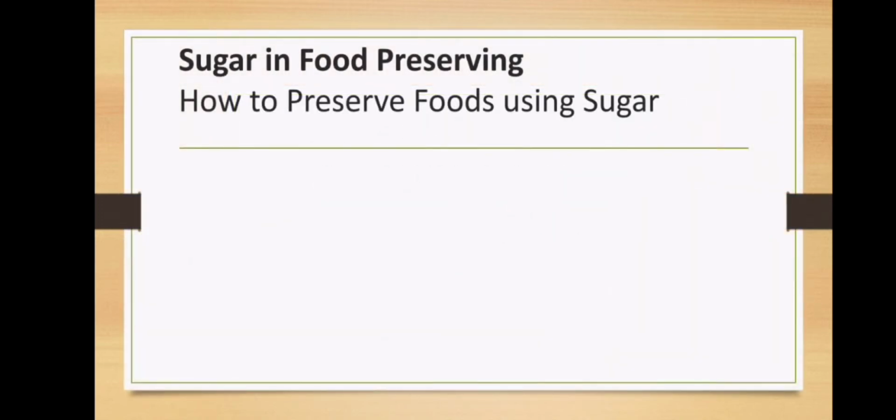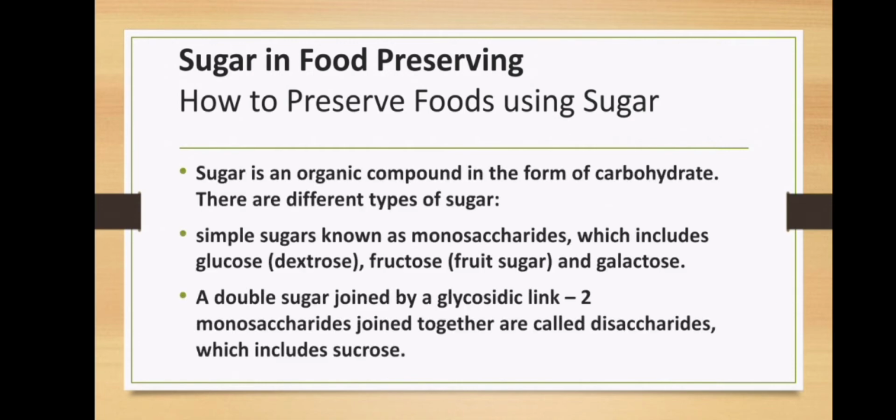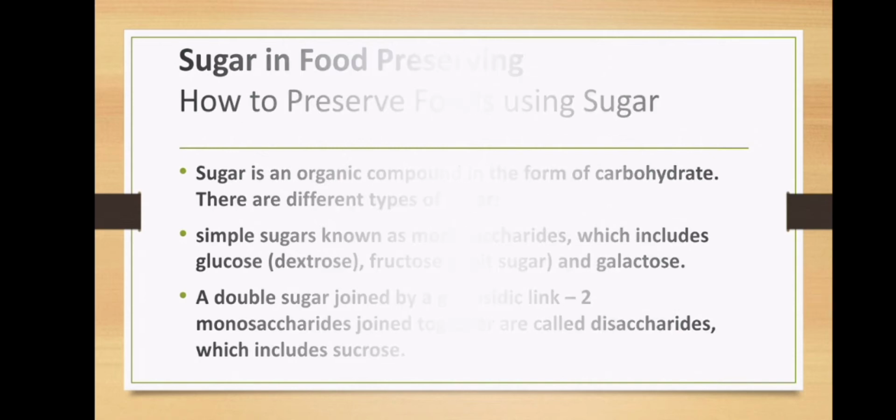Sugar in food preserving. How to preserve foods using sugar. Firstly, we need to understand what sugar really is. Sugar is an organic compound in the form of carbohydrate. There are different types of sugar. Simple sugars, known as monosaccharides, include glucose, fructose, and galactose. A double sugar is joined by a glycosidic link; two monosaccharides joined together are called disaccharides, which include sucrose.